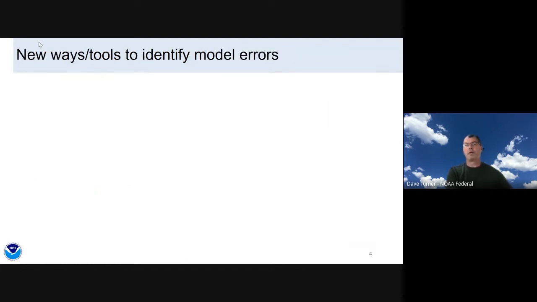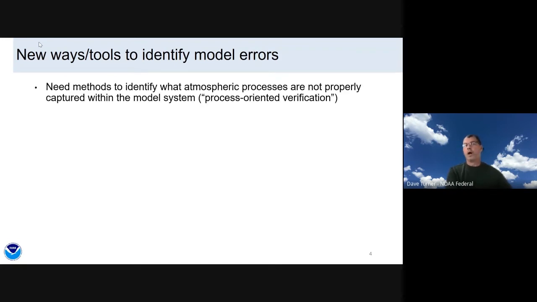It may just be how we're using our tools to identify model errors. And so maybe we need a new way to do it. Next click. So I'm going to propose that what we need to do is start to try to identify what atmospheric processes we are not capturing well within our modeling systems. And there's many of them that I'm sure we're not capturing. And so I'm going to colloquially call this process-oriented verification, but what I really mean is these are atmospheric processes that we're not capturing properly. If we start thinking about coupled models, it's about processes in those coupled systems. So, you know, ice modeling, ocean modeling, et cetera.